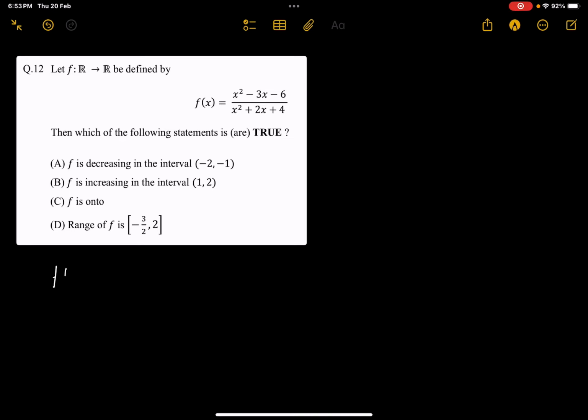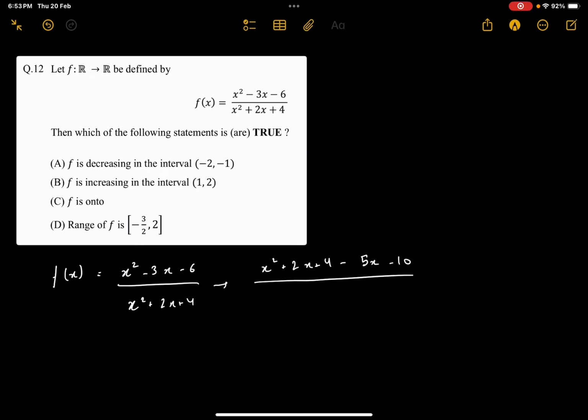We are given x square minus 3x minus 6. We write this as x square plus 2x plus 4 minus 5x minus 10, which becomes 1 minus 5 upon x square.